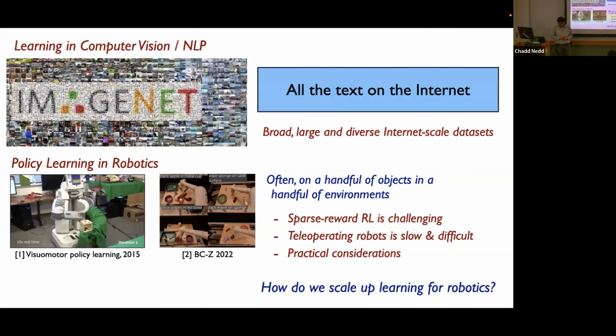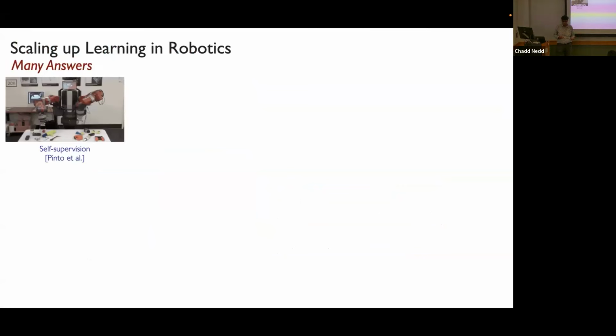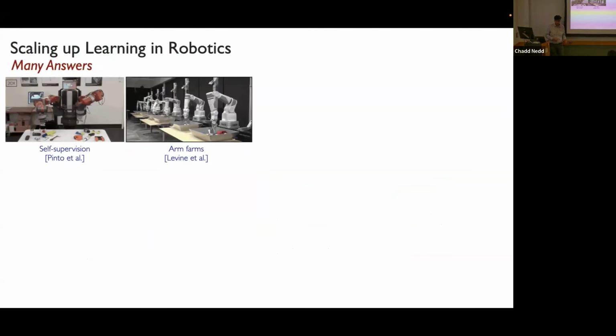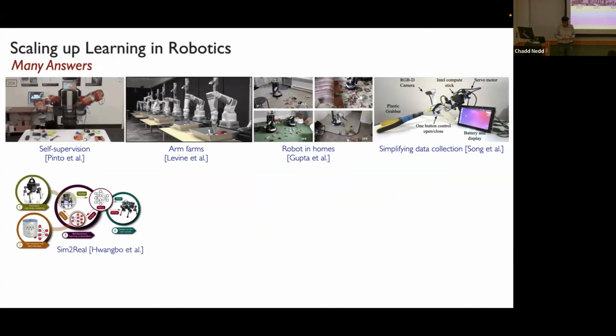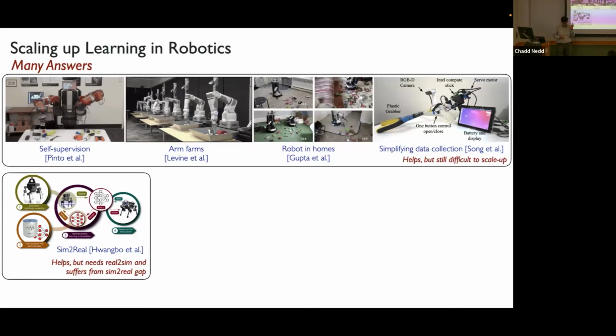People have thought about using self supervision for scaling up robot learning, which takes the expert out of the picture. You can collect data in parallel across multiple different robots. If you want diversity, you can start putting robots in homes, or you can build capture devices which are practical to take around and collect data. Now, while each of these has its own limitations, what I'm going to focus on today is how we can scale up robot learning by observation of other agents interacting with the world.